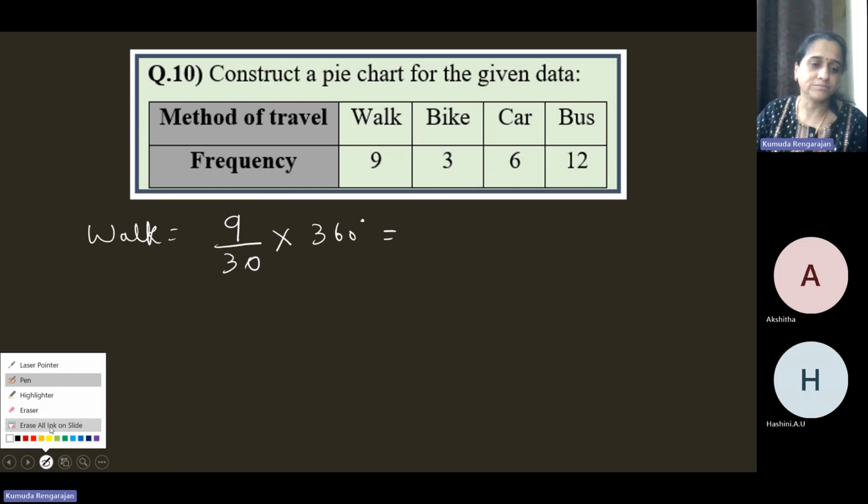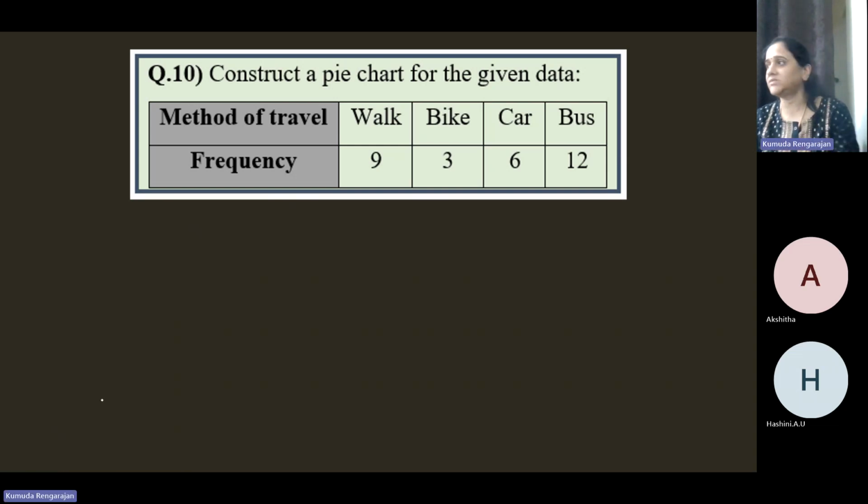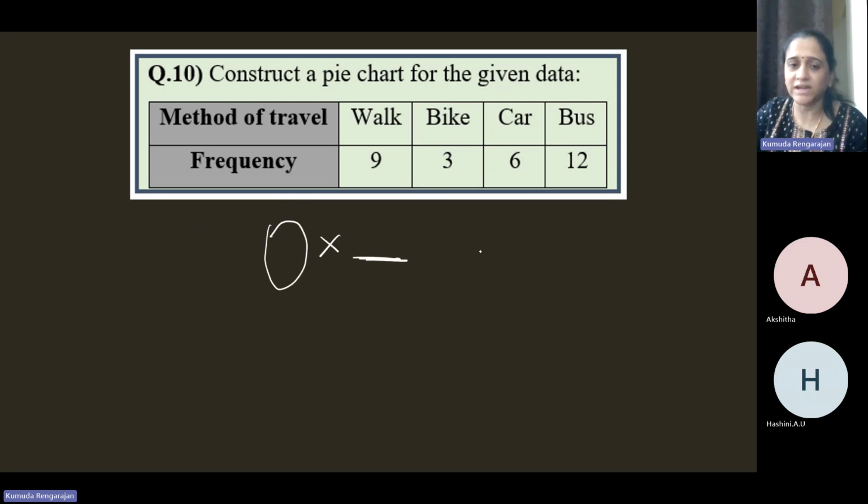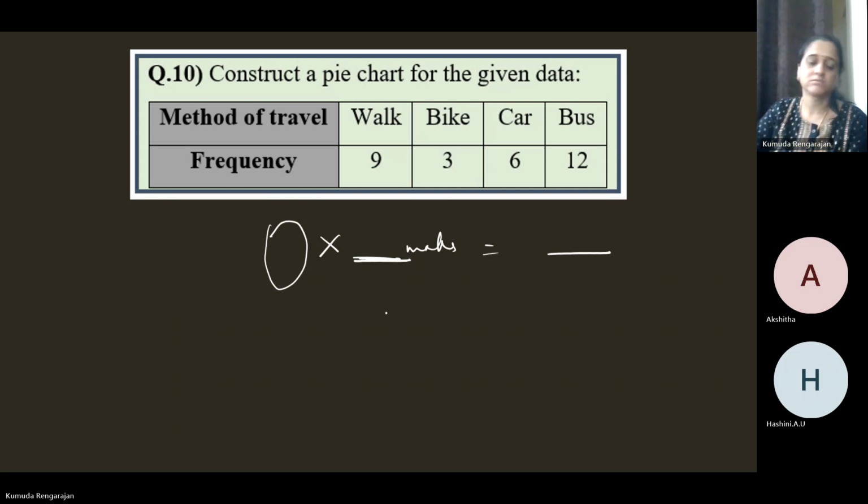Okay, that's one thing. The other thing is how to construct the proportion. Always remember, when you write a fraction and multiply by 360, you will get the angle. When you multiply by 100, you will get the percentage. If you multiply by something else which shows marks, then the answer will be in marks. Whatever you multiply by, that unit you will get for the answer.